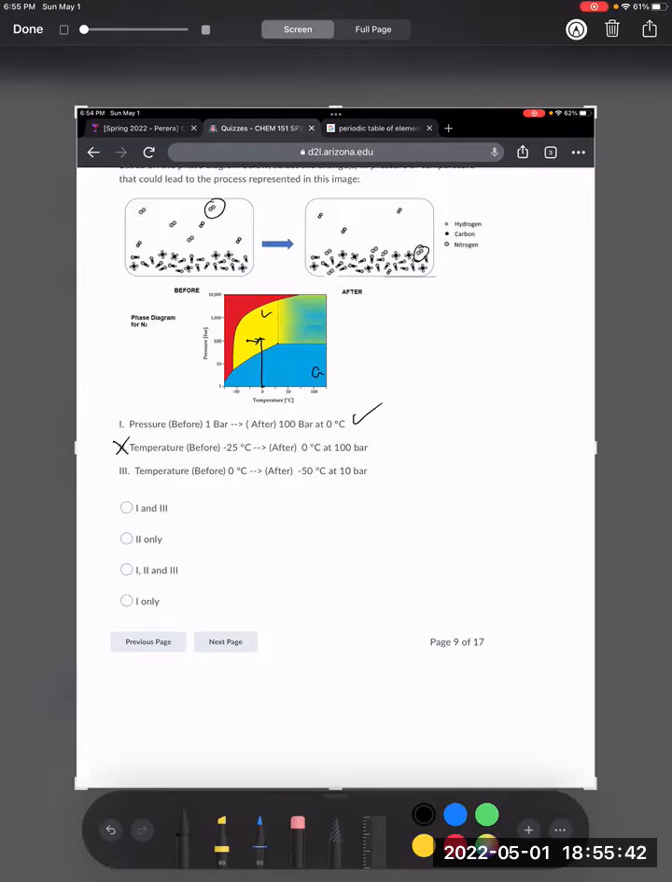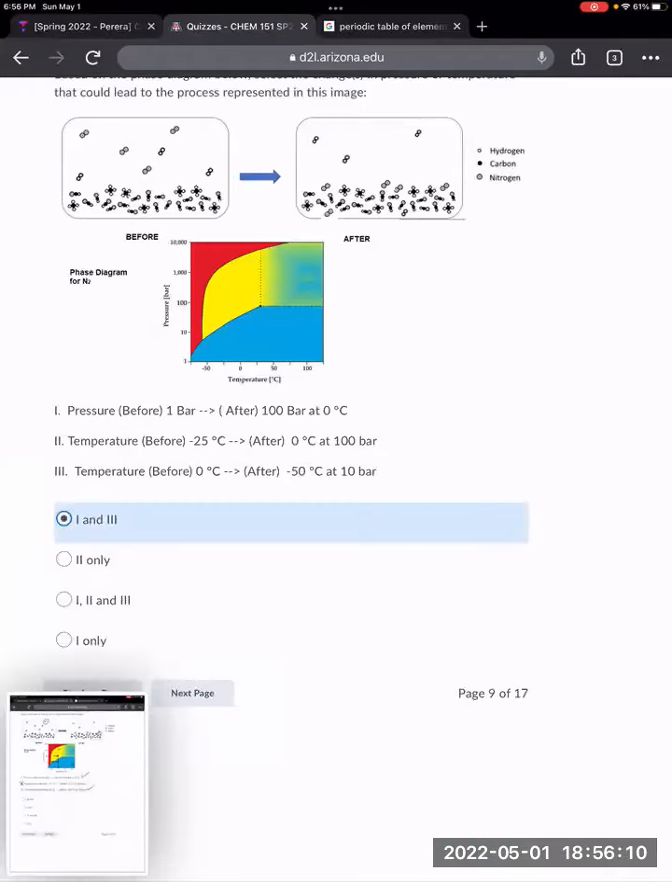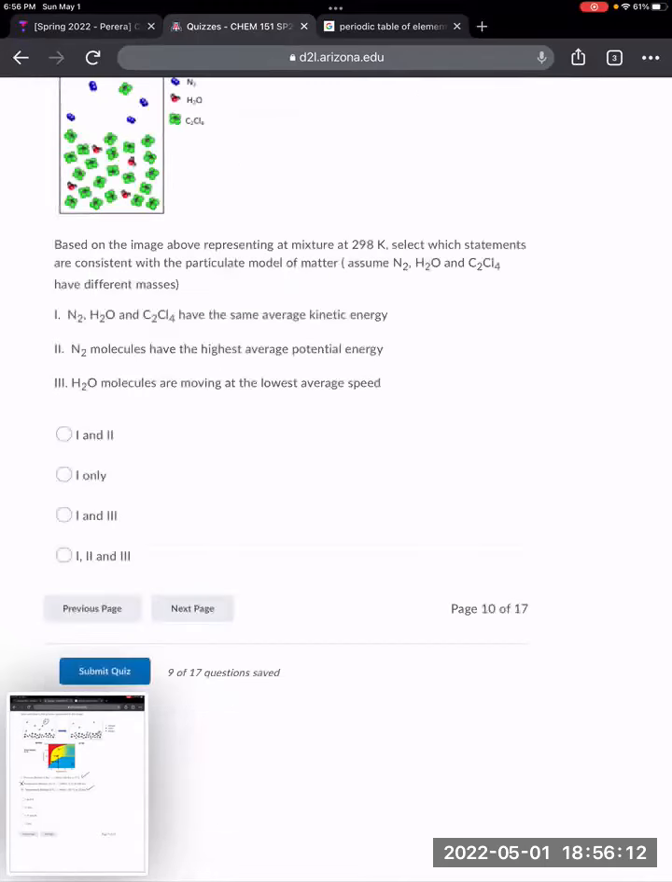Okay. And temperature at 10 bar, you're going from 0 to minus 50. At 10 bar, here's 0. And then here's minus 50. There you go. You're going from blue region to yellow region. So that works too. Options 1 and 3 should be your answers. 1 and 3 are the correct answers.